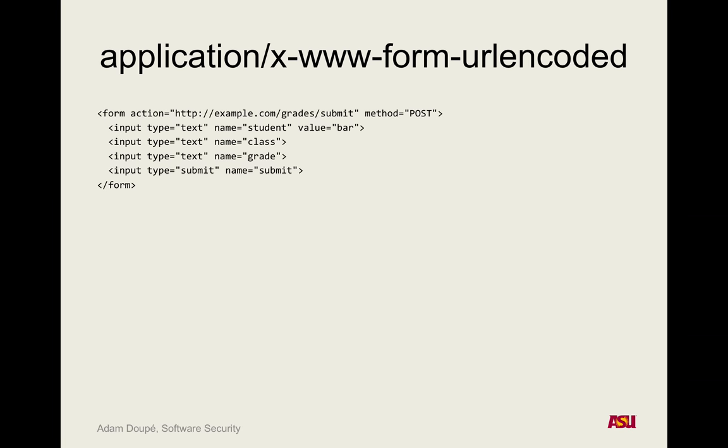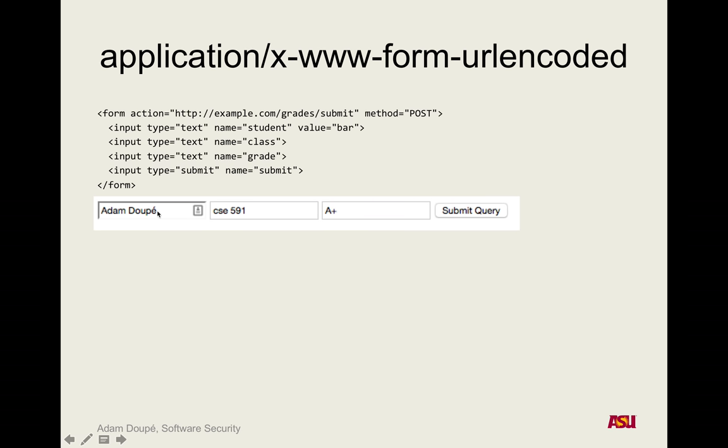Okay. Yeah. So this is a form, a post form. So this is to example.com/grade/submit. So now we actually have four input fields. So there should be four parameters: a student parameter, a class parameter, a grade parameter, and a submit parameter. The value here is what will be inside that text field by default, if there is one. So it will be bar. And when it submits, if you didn't change anything, it will be bar.